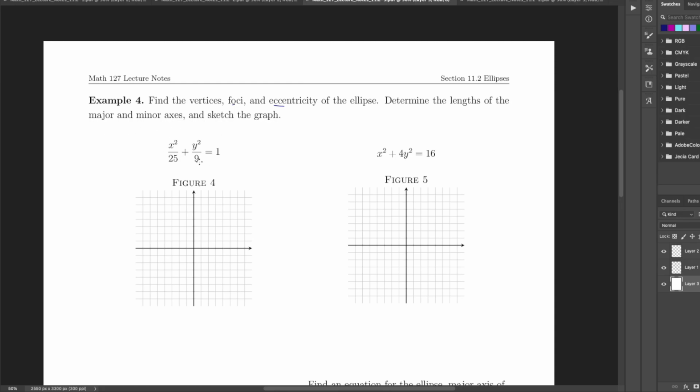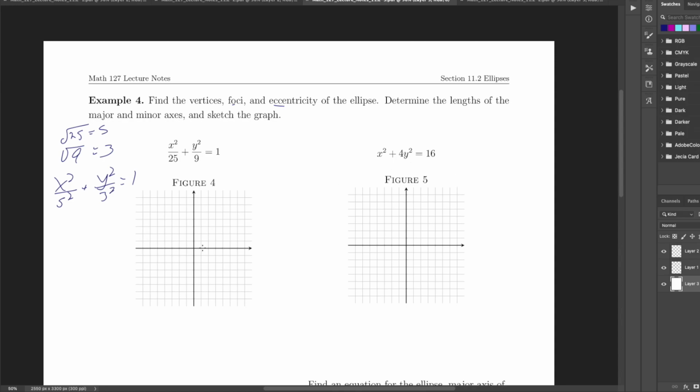Alright, so the first thing I want to do is take the square root of 25. This already has a 1 here, and this is a plus, so we know this is an equation of an ellipse. So we're just going to take the square root of 25, which gives us 5, and the square root of 9, which gives us 3. And so we can rewrite this as x squared over 5 squared plus y squared over 3 squared equals 1. Okay, so now we know a lot of our points.